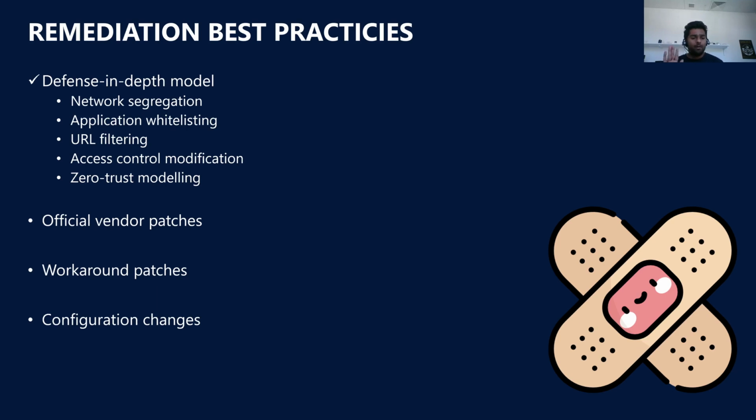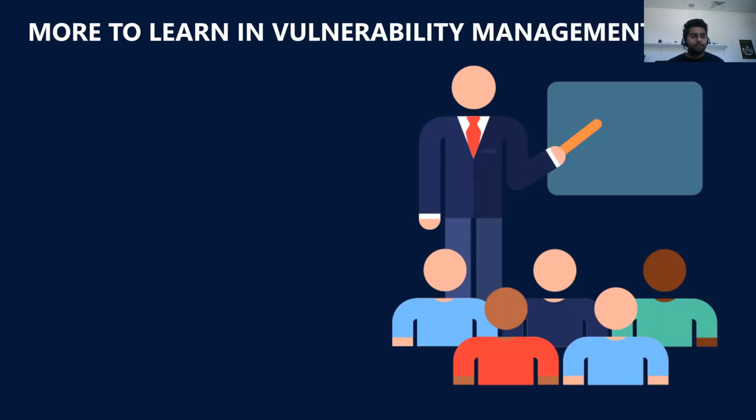Even if I implement a workaround patch, because that's not the official vendor patch, I will still implement a defense in depth model, right? So first go for the official patch. If not there, then go for the workaround and configuration changes, and also apply the defense in depth model. As of now, we all knew about official vendor patches, and some of you may be aware of workaround or configuration patches. But the defense in depth model is really important for the vulnerability management program, for the things that you can't patch, right? So I think this is the end of my session.